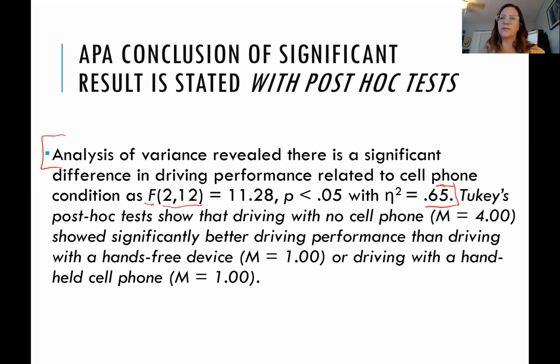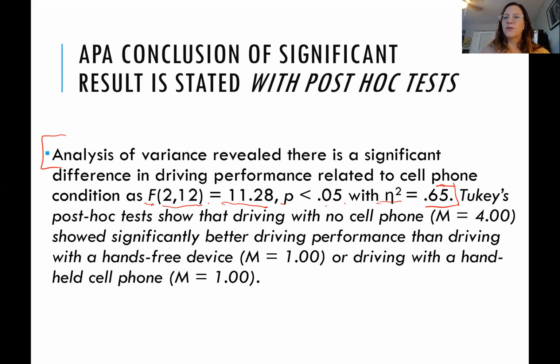2, that's the degrees of freedom between groups, comma, degrees of freedom error, which is 12. Our F obtained, because it was significant, p is less than alpha. We don't need to say 1 or 2 tailed because it's always a 1 tailed. And with eta squared equals 0.65. Everything is rounded to 2 decimals.